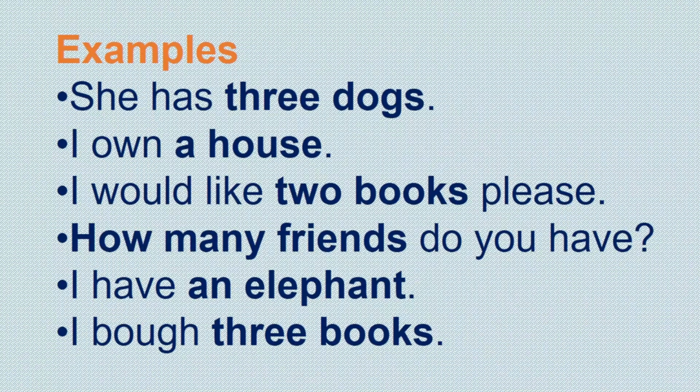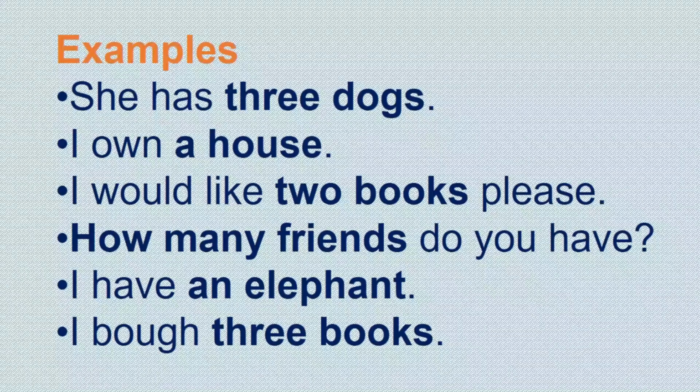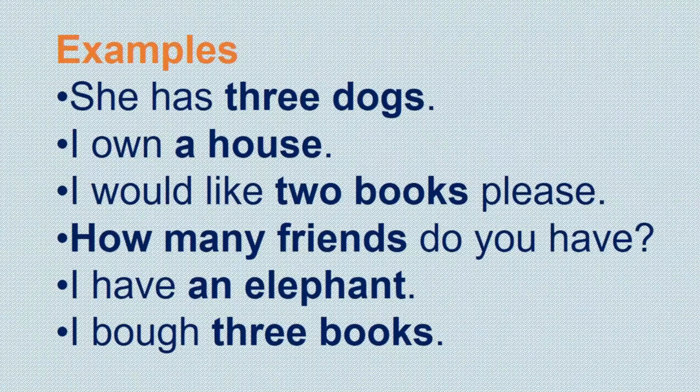Examples. She has 3 dogs. I own a house. I would like 2 books, please. How many friends do you have? I have an elephant. I bought 3 books.